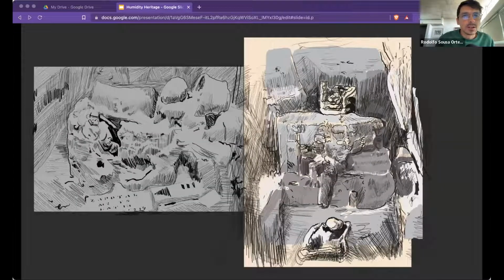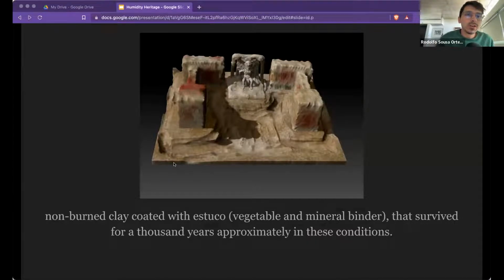Using a technique known as a trench, which is very common, they carried out trials, and inside one of the mounds, they found ceramic pieces, human remains, and a shrine to Mictlantecutli, the Lord of Death in Nahuatl Aztec mythology. The peculiarity of the effigy of this deity, its throne and the murals, is in their materials: non-burnt clay coated with stucco, a vegetable and mineral binder, that survived for approximately 1,000 years in these conditions.